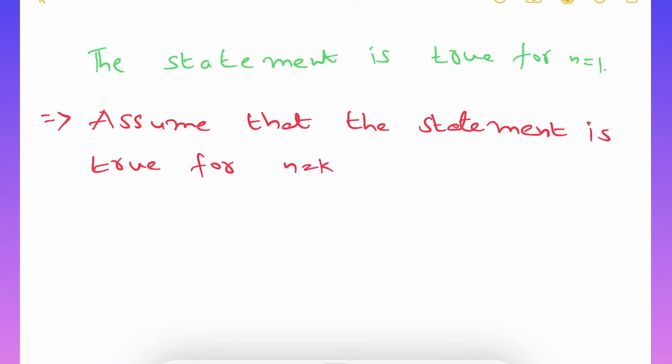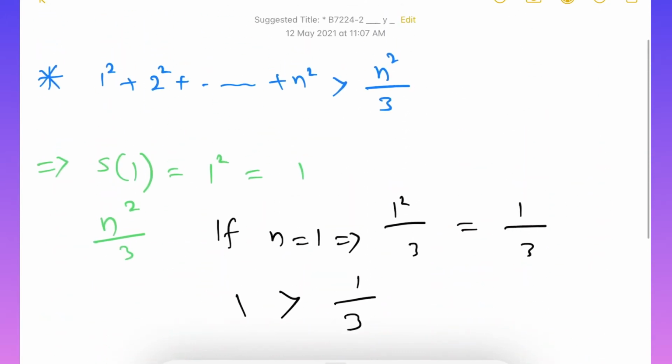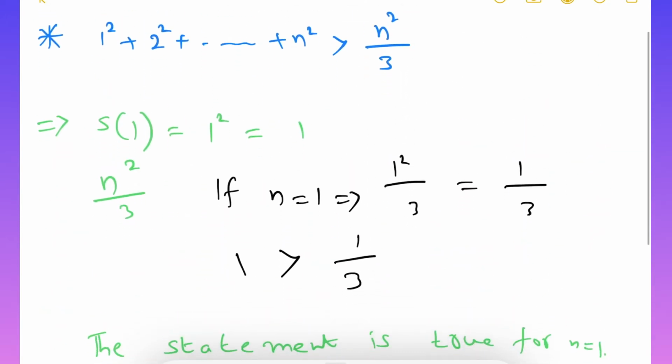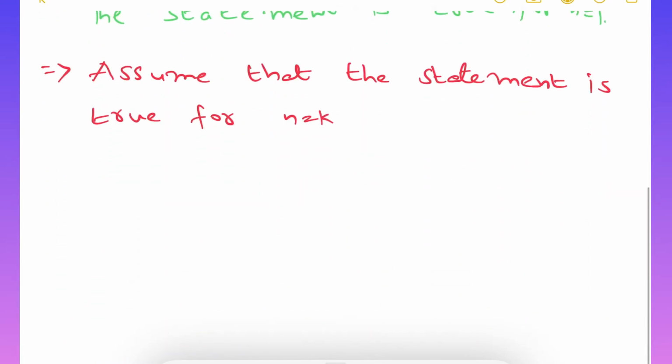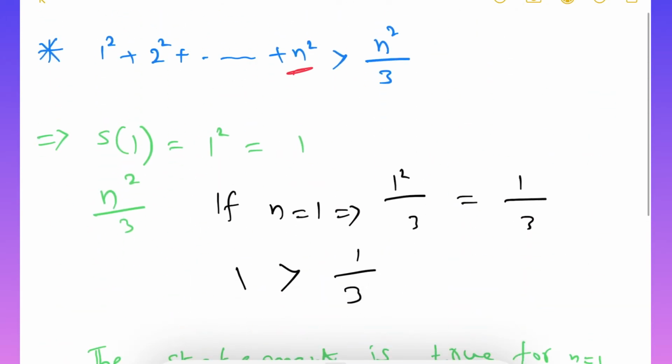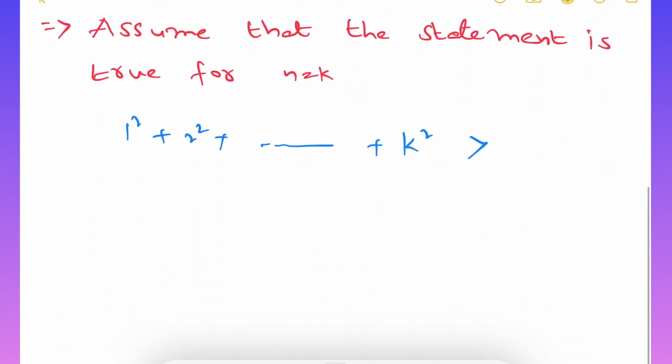Now if you observe the question, 1 square plus 2 square plus 3 square and so on plus n square. In the place of n, we need to substitute k. So we get 1 square plus 2 square plus and so on plus k square is greater than, and on the right side we also have n square by 3, so in the place of n, substituting, k square by 3. This is the second step.